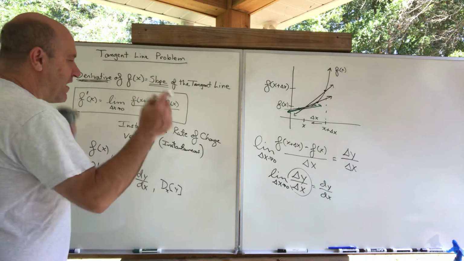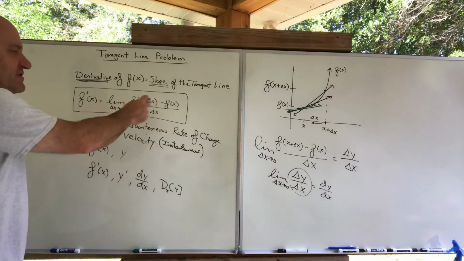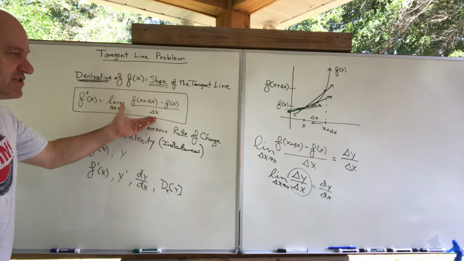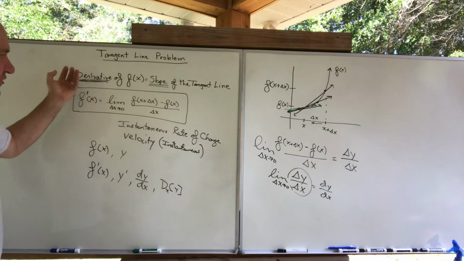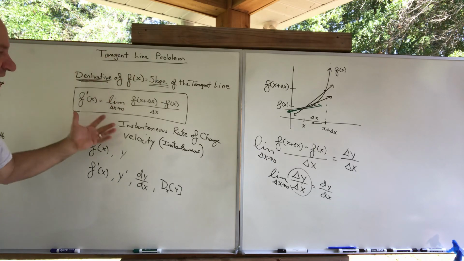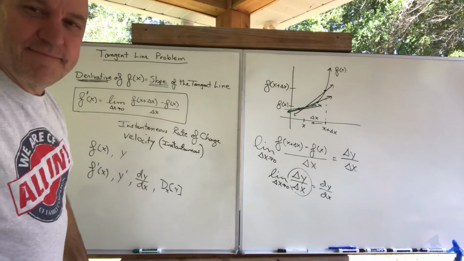Okay. All right, I got a couple of videos coming up with some examples of actually doing this, but you've done this in chapter 2. You just didn't know it was called the derivative. Maybe you didn't know it was the slope of the tangent line. This is a new big idea. So good luck. I hope you like it.